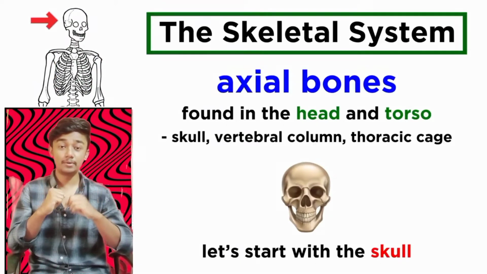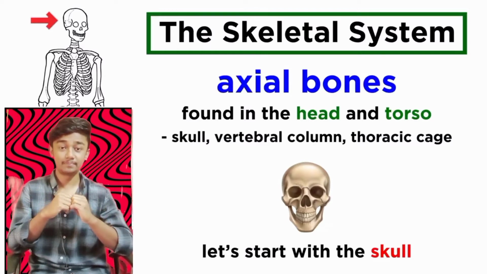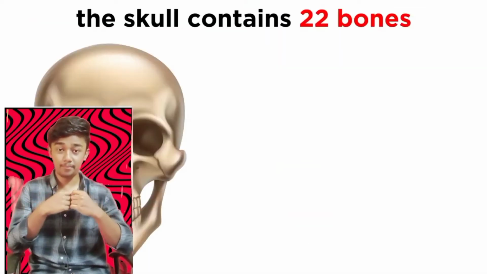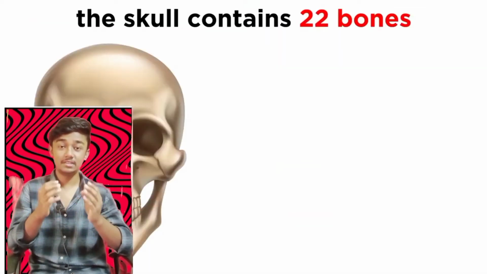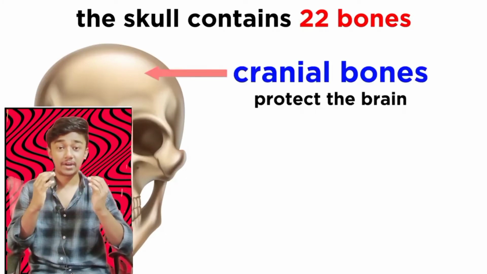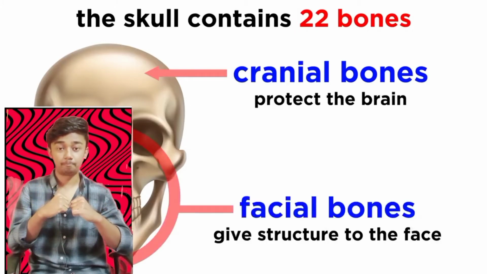The axial bone is mainly made up of the topmost part of our head, which is known as the skull. This skull is a very fascinating part of our skeleton. It mainly contains 22 bones. This skull is divided into two parts. The first one is cranial bones and the second one is facial bones.